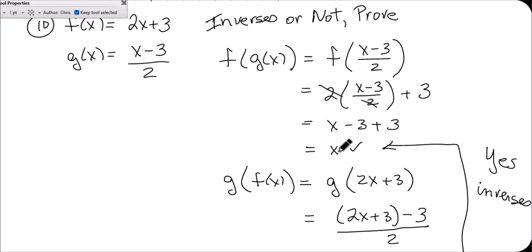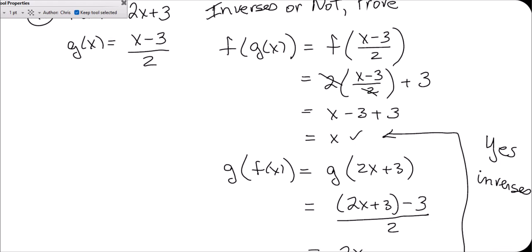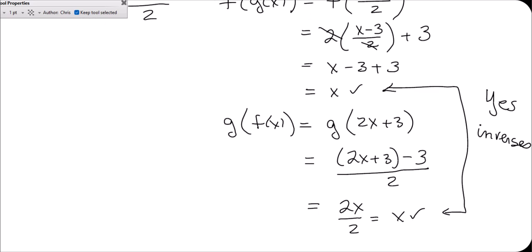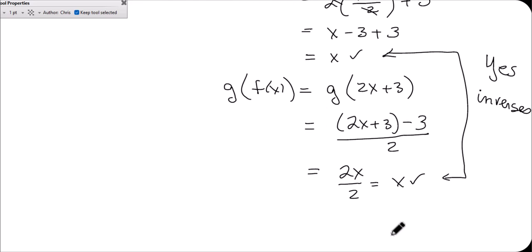So we're halfway done. Let's look at g of f of x the other way. So I just write in what's f. 2x plus 3. Now all of that stuff is going into g. Here's g. So just fill all that stuff in. So 2x plus 3 minus 3 over 2. When you remove the parentheses, the 3's cancel. You get 2x over 2. 2's cancel, and you do get x. So yes, they are inverses.